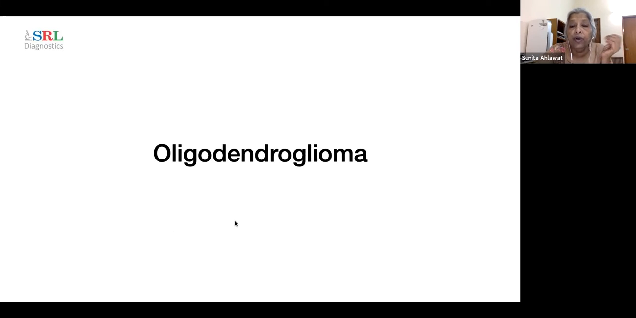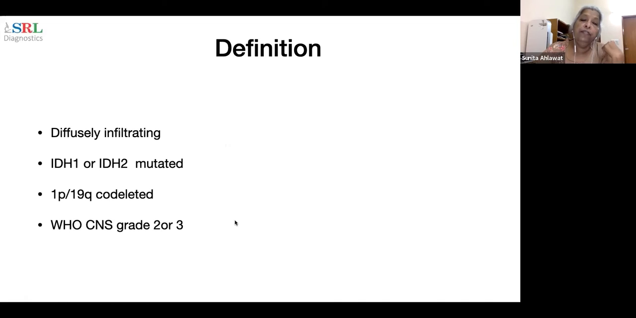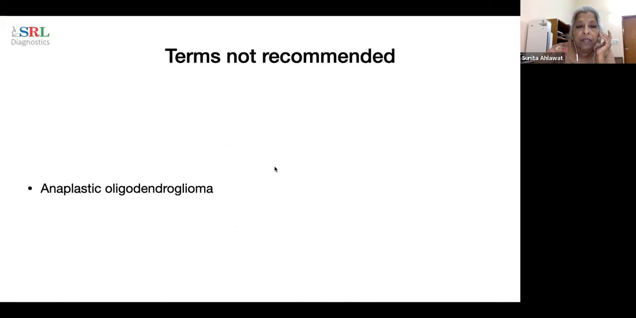So we continue with oligodendroglioma. Again, this is a diffusely infiltrating tumor which shows IDH1 and IDH2 mutation and 1p19q codeletion. This is either grade 2 or grade 3. We don't have grade 4 in oligodendrogliomas. The term not to be used is anaplastic oligodendroglioma. We call it oligodendroglioma, IDH mutant, 1p19q codeleted, WHO CNS grade 3.